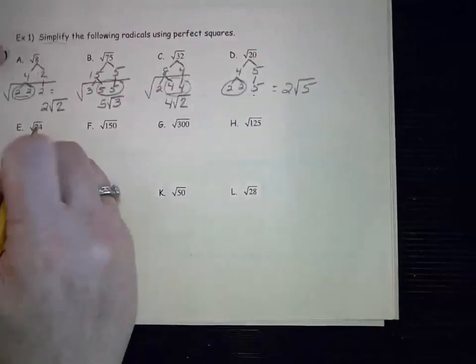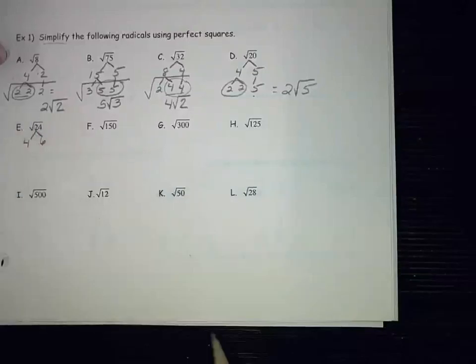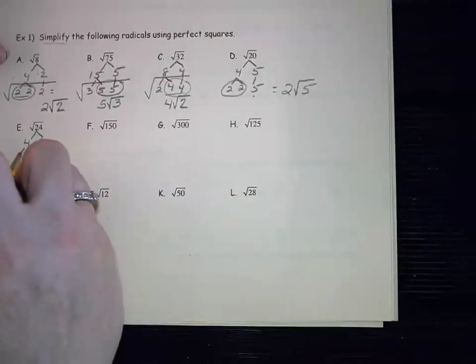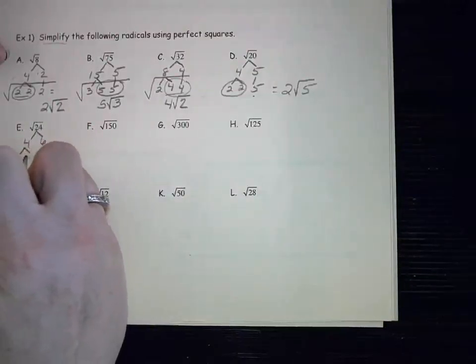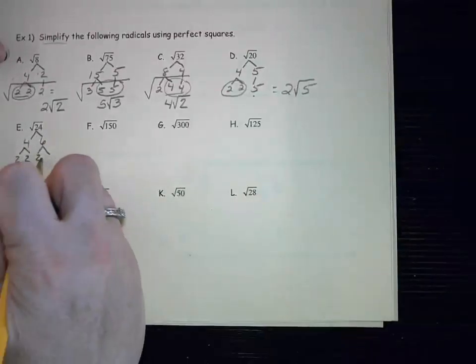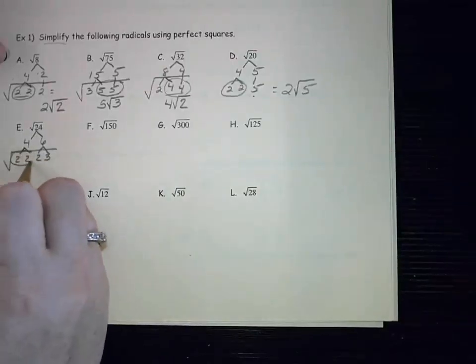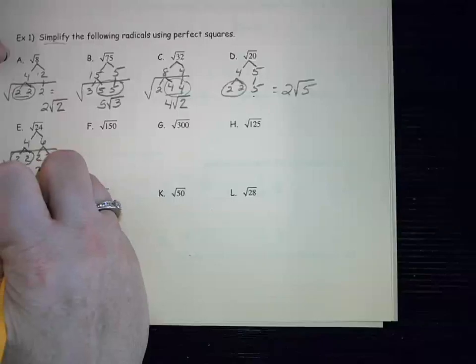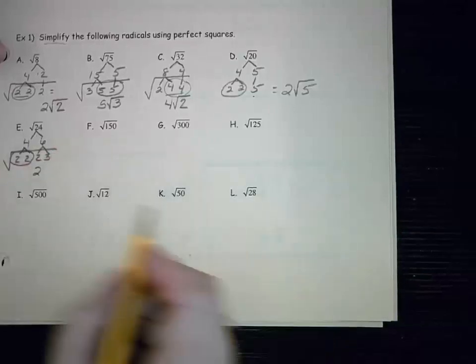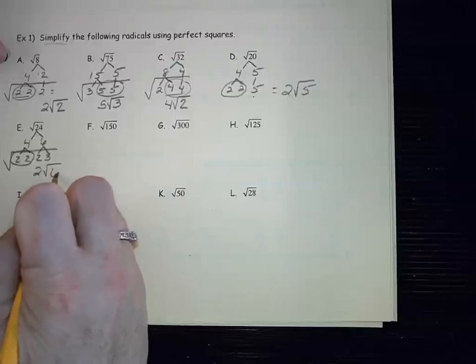Letter E, 24, I'm going to break into a 4 times 6. Then the 4 becomes a 2 times 2. The 6 becomes a 2 times 3. Here you have this pair, so that comes out in front. 2 times 3 is 6.